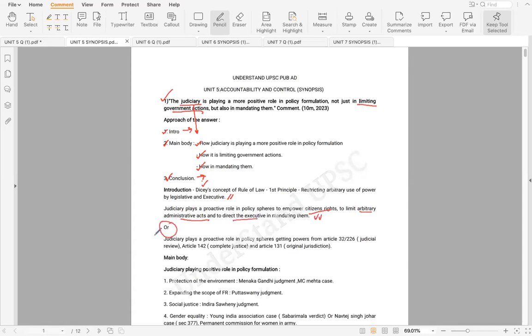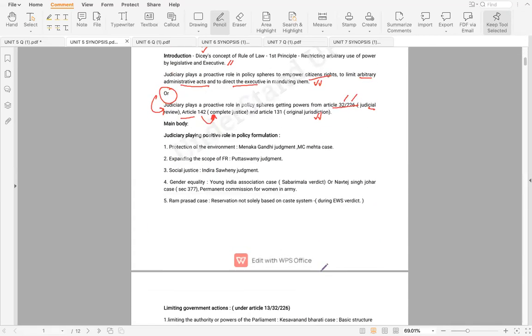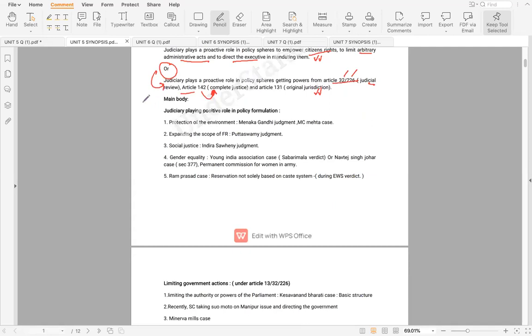Or you can directly talk about the judiciary and its various articles. Judiciary plays a proactive role in policy spheres, getting powers from Article 32 and 226 in terms of its judicial review for the Supreme Court and the High Court respectively. Article 142, under which the Supreme Court is constitutionally empowered to do a lot of things to ensure complete justice. And finally, Article 131, which talks about the original jurisdiction of the Supreme Court. Hitting on the main body, this was the introduction. We can standardize it for any judiciary question as well.